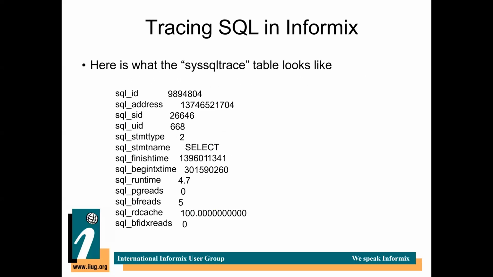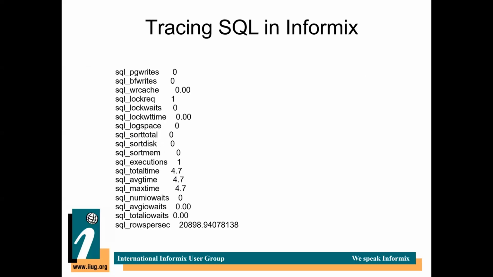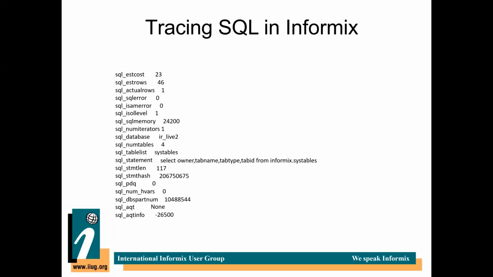Here's what the syssqltrace information shows. It gives you the SQL ID, which just identifies each SQL statement, the address, the session ID, the user ID, the statement type, which here would be a select, your finish time and your begin time, the runtime, number of page reads and buffer reads. It also gives a lot more information: lock writes, sorts, average time. There's a lot of information that you can dive into. And it gives you some more SQL errors, ISAM errors, and the statement that was run.